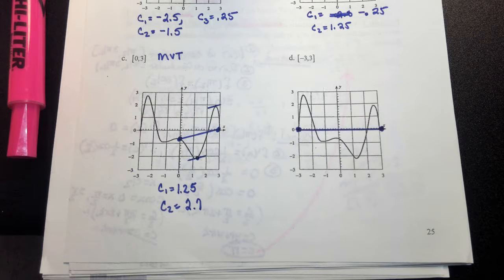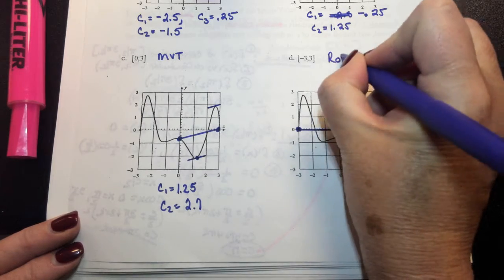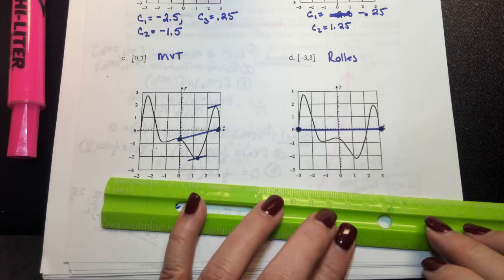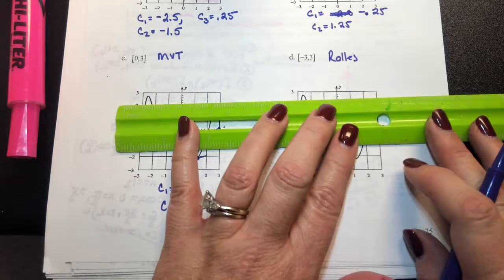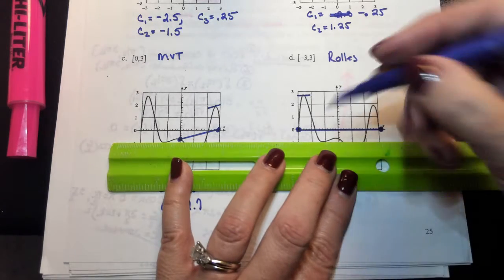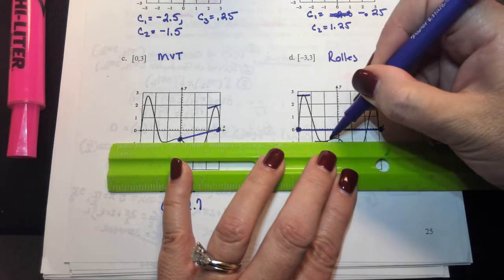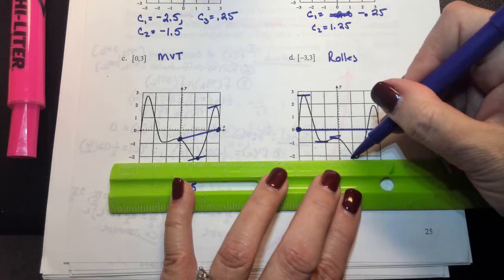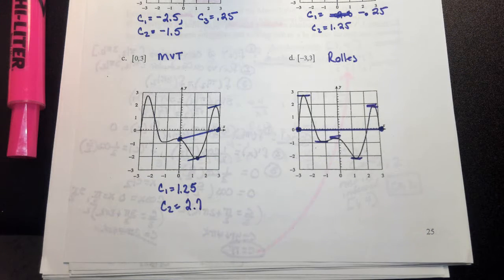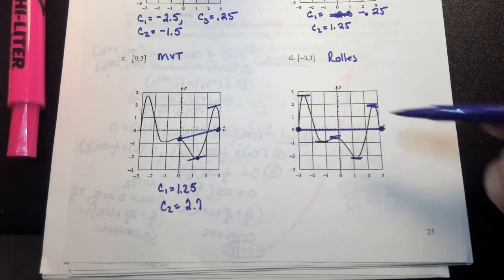Is it going to be Rolle's, or is it going to be mean value theorem? Rolle's. So with Rolle's, it's a little bit more obvious as to where the slopes of those tangent lines are going to be 0. So I know I'll have one here. I'm going to have one here, one here, one down here, and one up here. So 1, 2, 3, 4, 5 places.